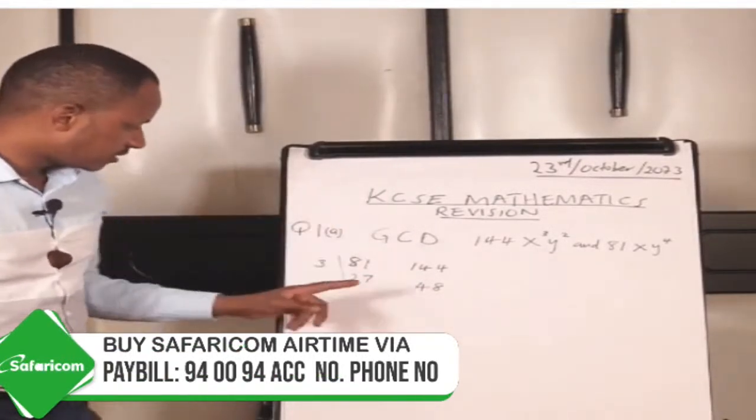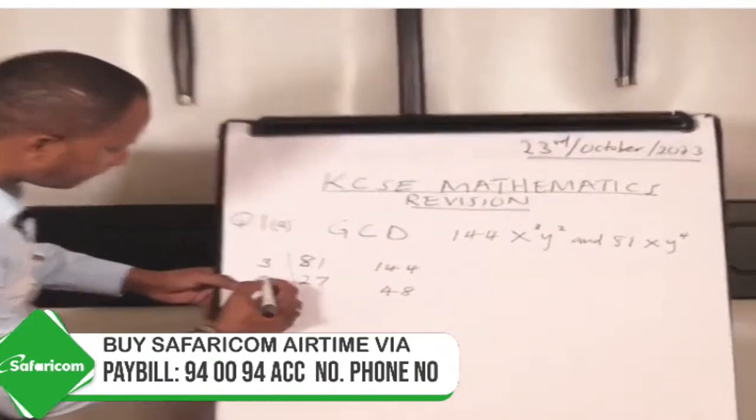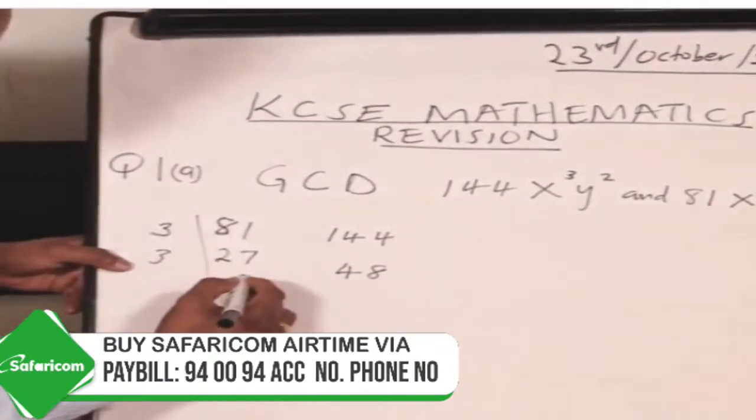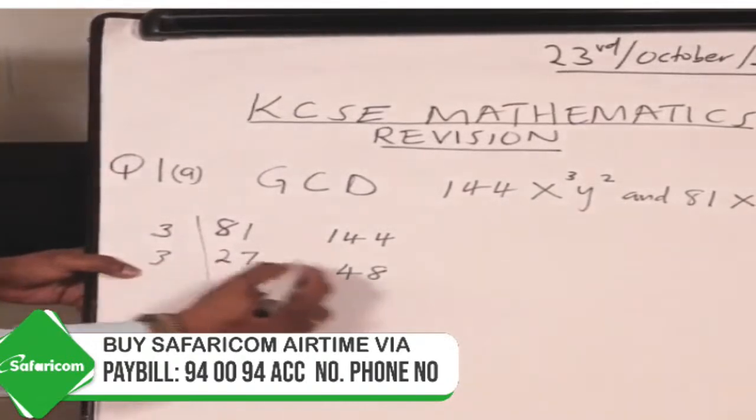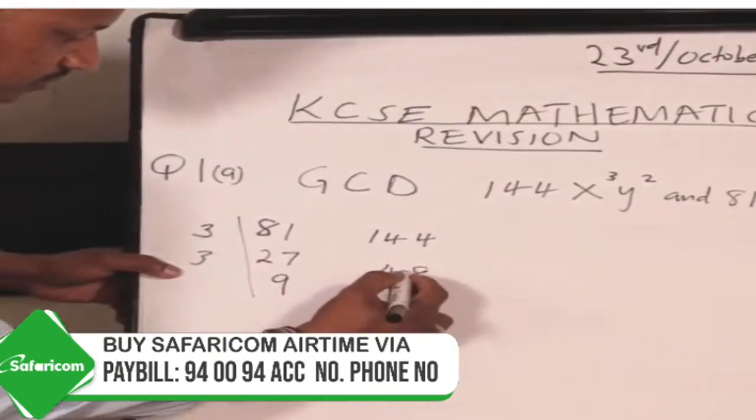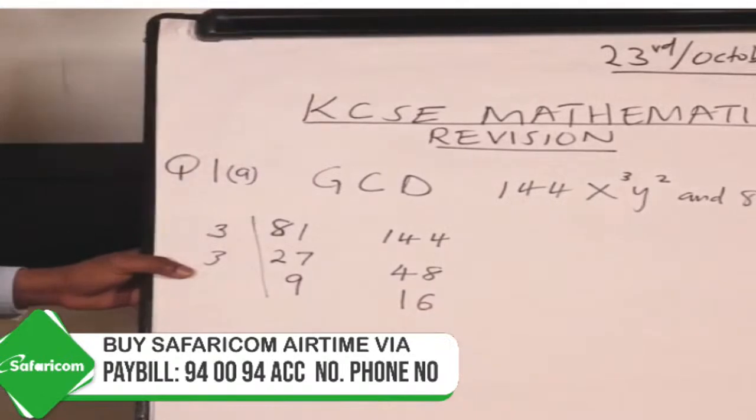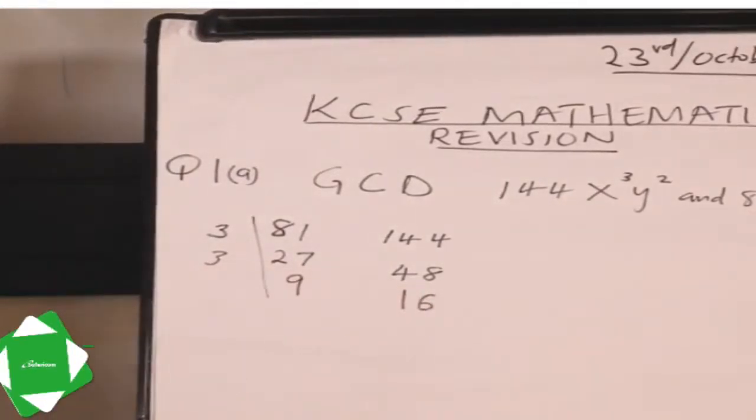so we go again to 3. 3 goes into 27 9 times. 3 goes into 48 16 times.